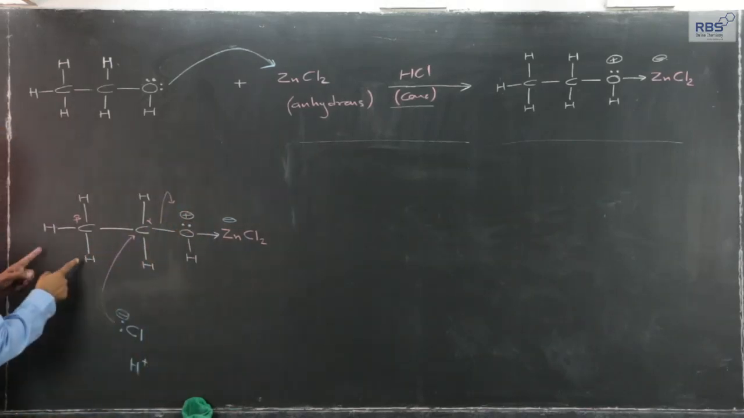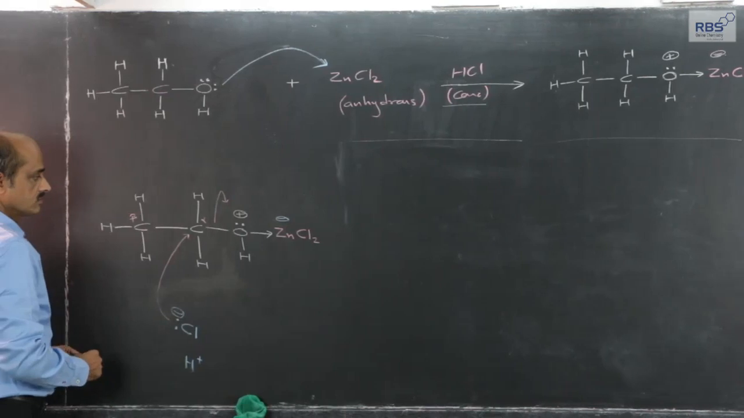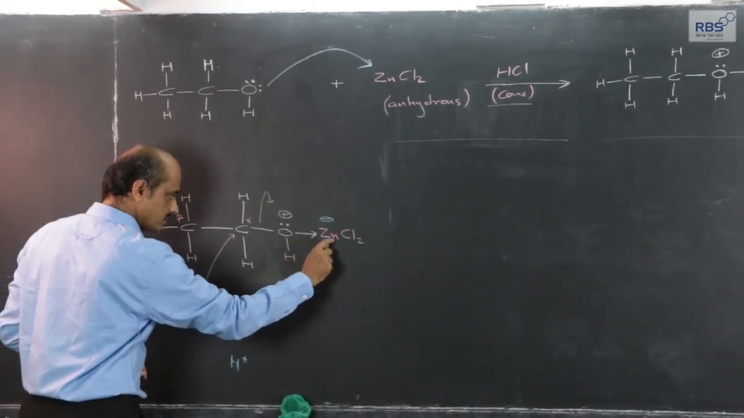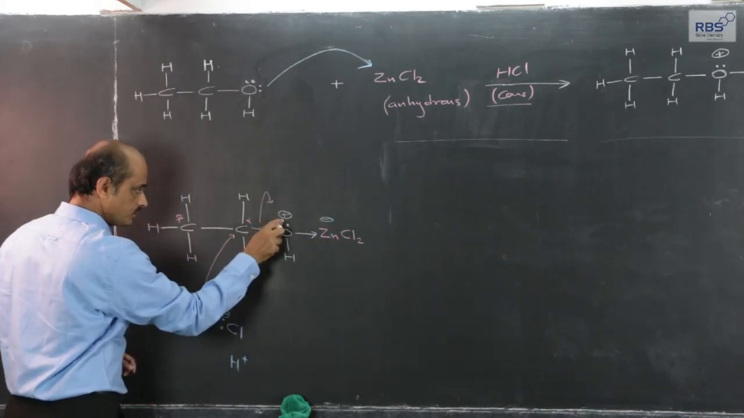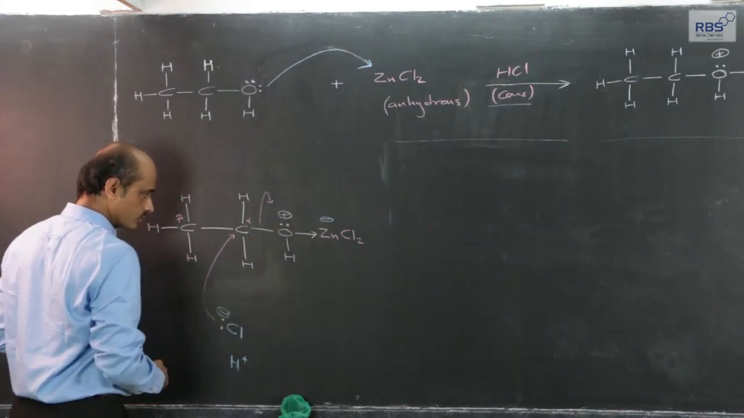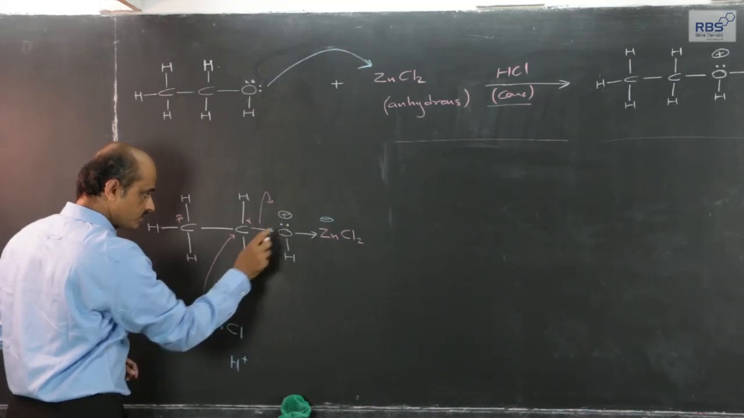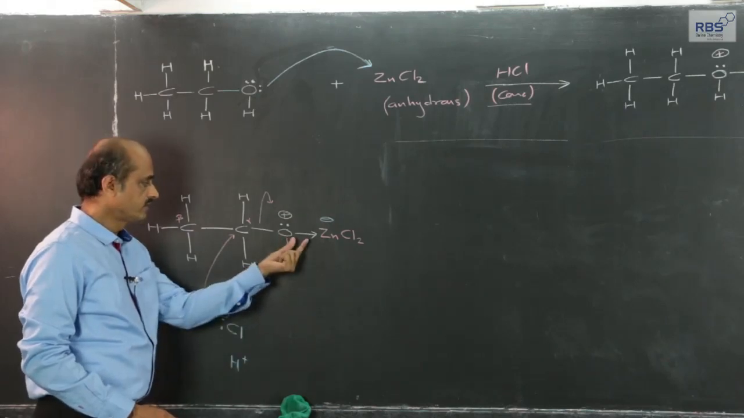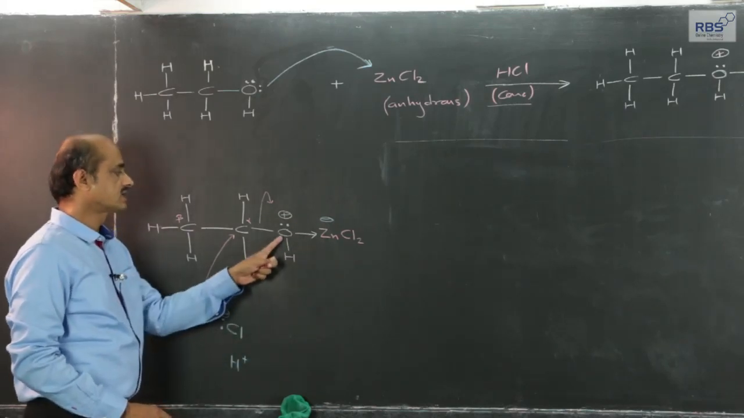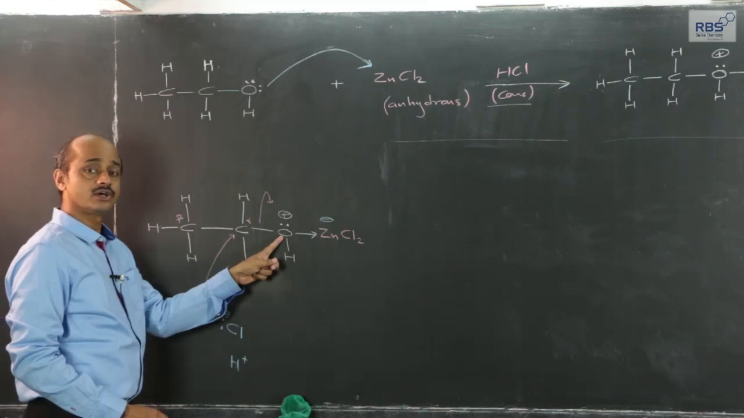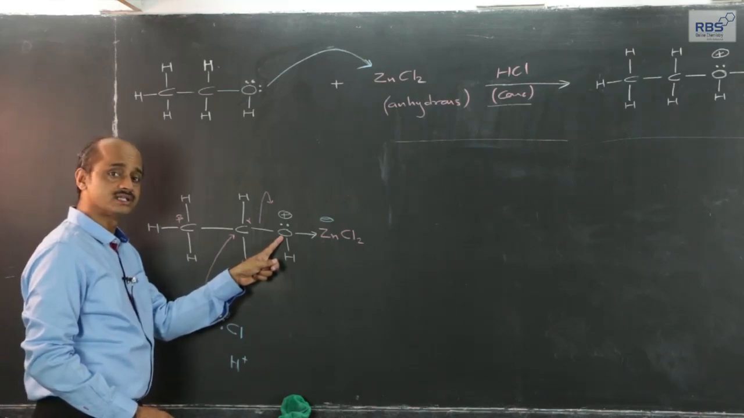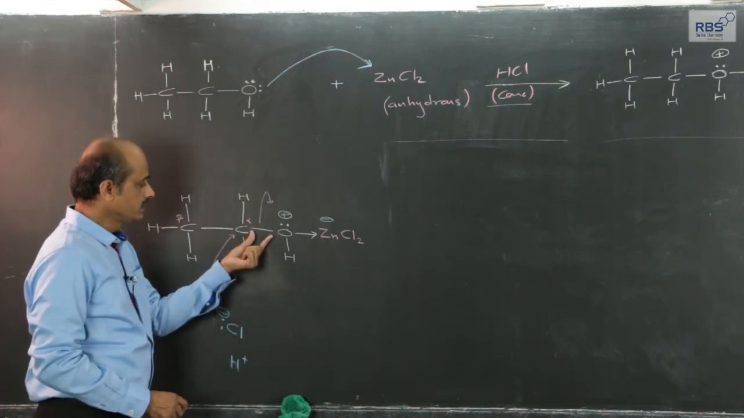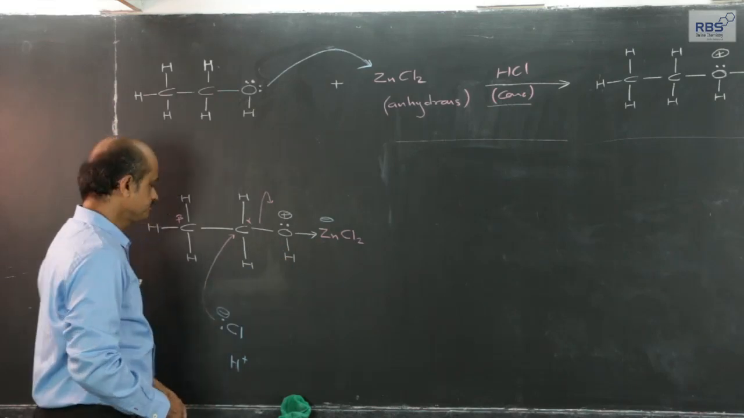Now, that intermediate again I have written here. Because of the sharing of the lone pair between oxygen and zinc in ZnCl2, the positive charge is developed here, negative charge is here, of course. The oxygen becomes more electron deficient and therefore, if it has shared a lone pair, it will try to compensate this electron deficiency by pulling this shared pair towards itself.